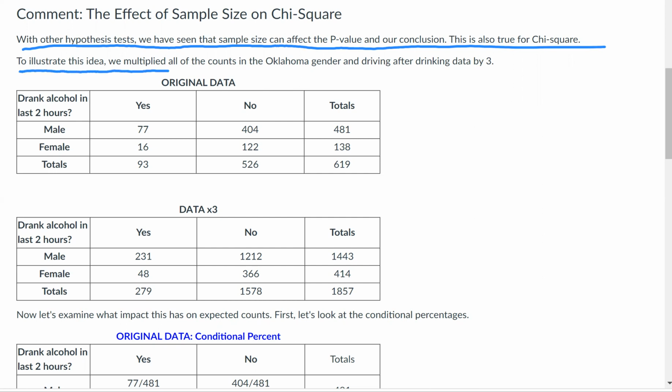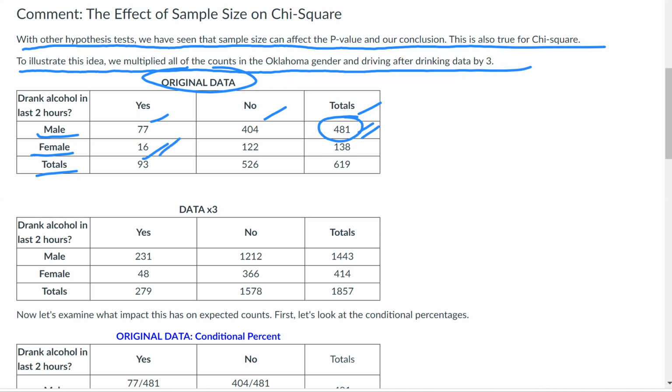To illustrate this idea, we multiplied all the counts in the Oklahoma gender and driving after drinking data by 3. The original data was here. It was, have you drank alcohol in the last 2 hours, males in this row, females in the second row, and then the totals, male and female together, in the third row. The columns are yes, no, and then the totals. Males that said yes, males that said no, total here. Females that said yes, females that said no, total here. And then all the students that said yes, all the students that said no, and the total number of people.